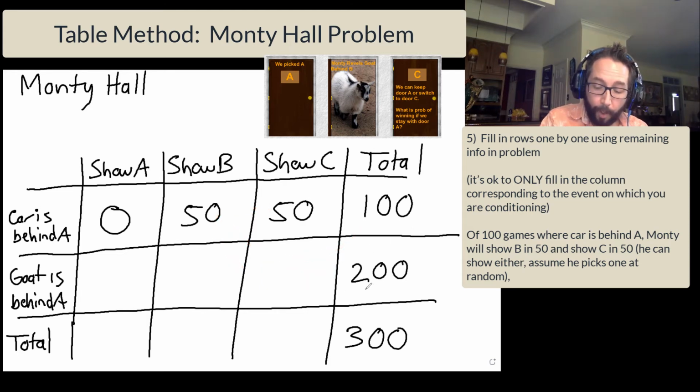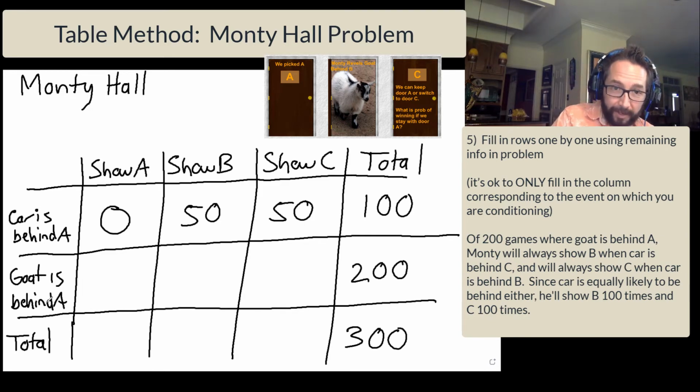All right, well, what about those 200 games now where a goat is behind door A? Okay, well, how many of those 200 games will Monty show us what's behind door A? Never.